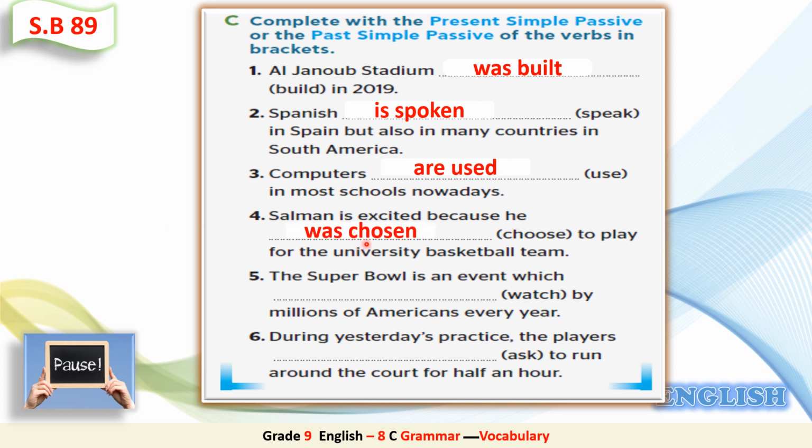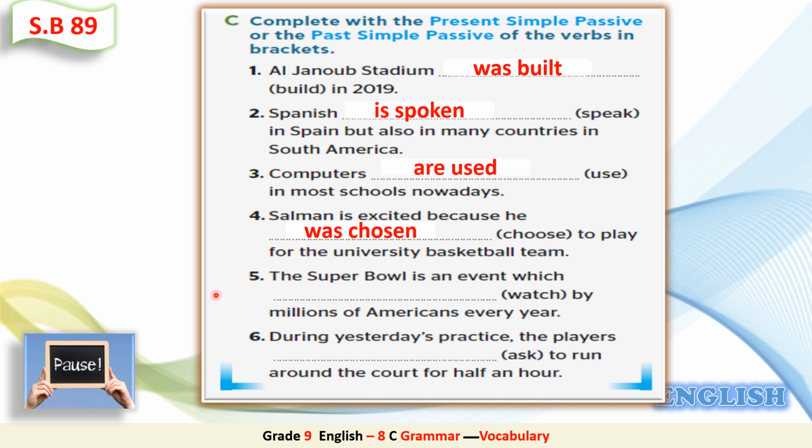In sentence number 4, what do you think the answer is? Brilliant. It was chosen. Why? Because we are talking about something that happened before. Salman is excited. Why? Because he was chosen to play for the university basketball team. So this action happened before. And the subject here is singular. So we use was plus past participle of the verb choose.